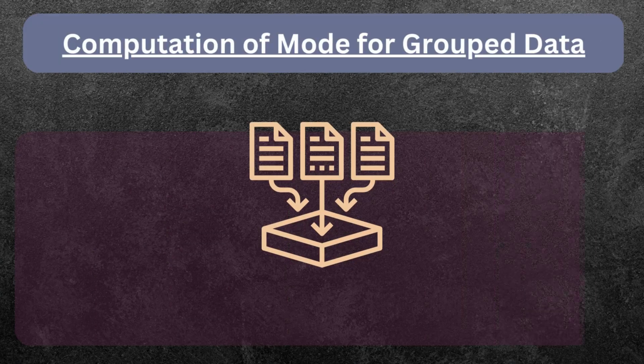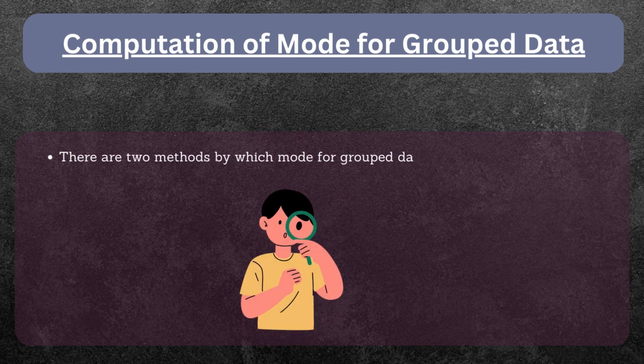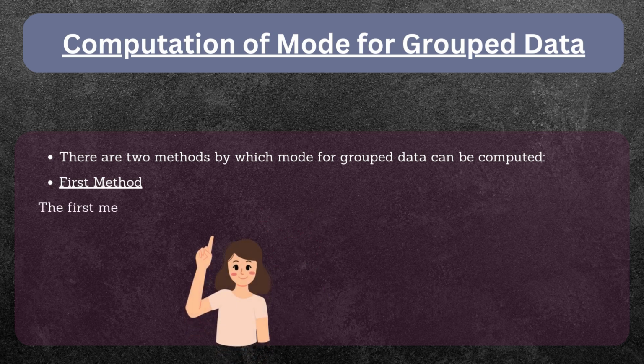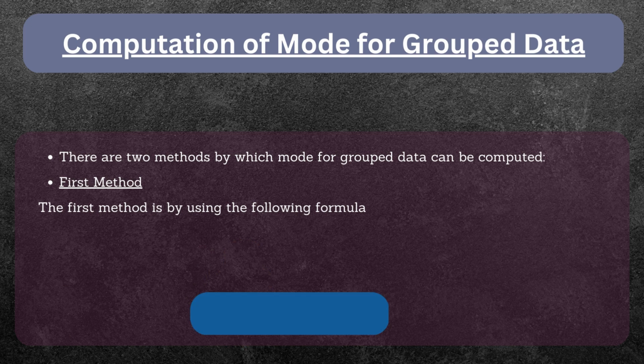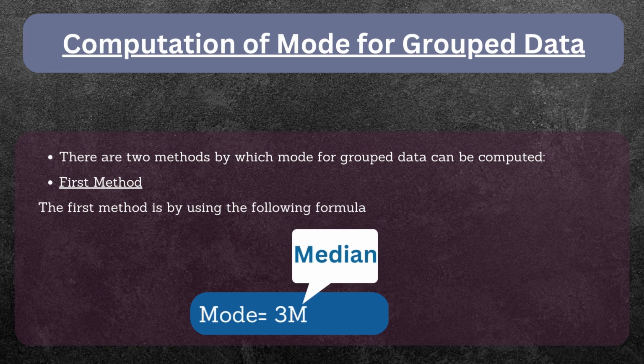Let me give you an example for the computation of mode for grouped data. What is the formula for the calculation of mode for grouped data? The formula is very simple. Mode is equal to 3 median minus 2 mean. So if you have grouped data, first calculate the median of the grouped data and calculate the mean of the grouped data, as we have discussed earlier. With the help of the calculation of median and mean, we can easily calculate the score of mode.